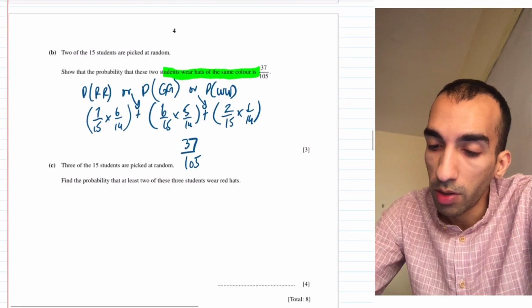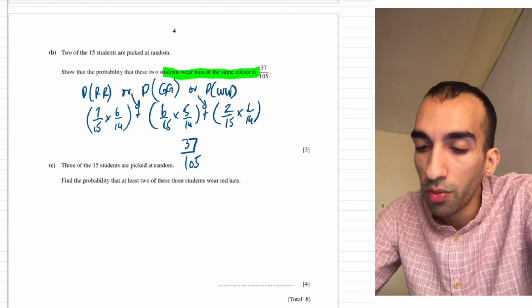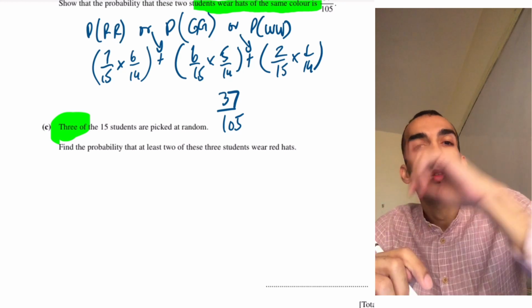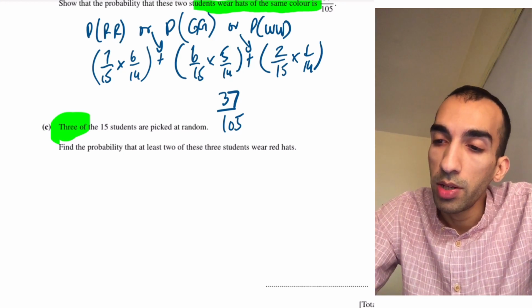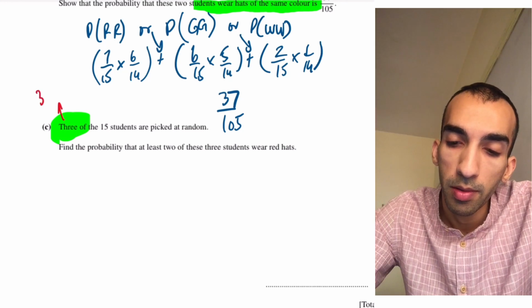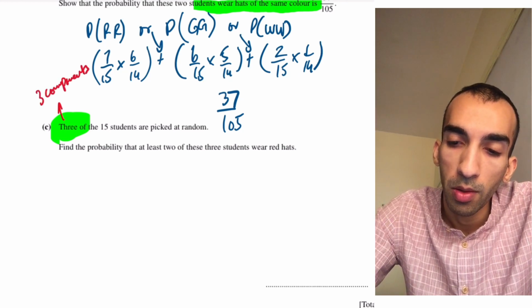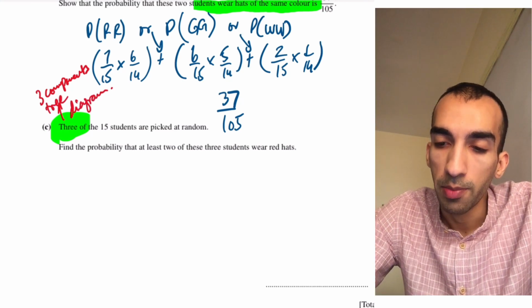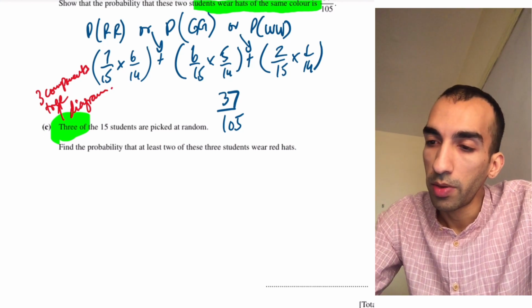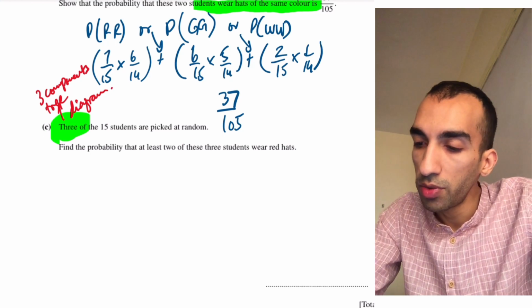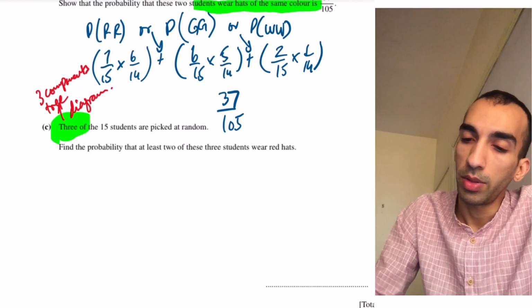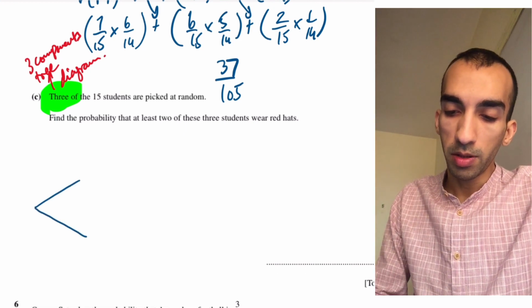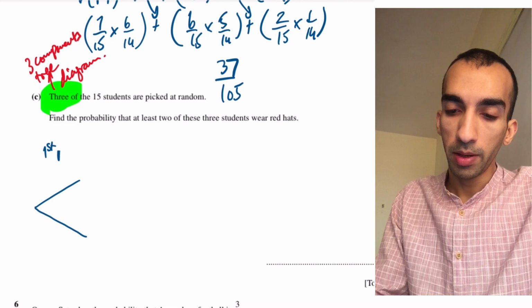Now 3 of the students are picked at random. Find the probability that at least 2 of these wear red hats. Now in my lesson that I've recorded on YouTube, it's in the playlist for probability. Whenever we have 3 components, what do we make? A tree diagram. So 3 of the students are picked at random. Find the probability that at least 2 of the students wear red hats. Now this is pretty tricky and we will not be able to solve this unless we make a tree diagram. This is our first pick.